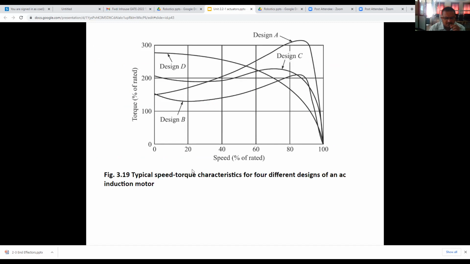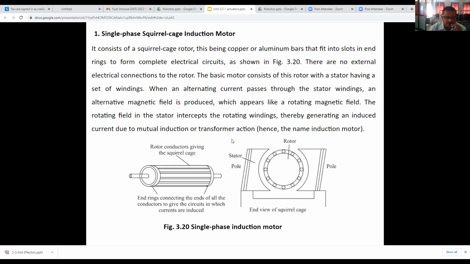Now these are the typical speed torque characteristics of four different designs of an AC induction motor: design A, design B, design C, and design D. Now, first AC motor is single phase squirrel cage induction motor. See that this is the side view, on the right side, side view, and on the left side, front view is there.